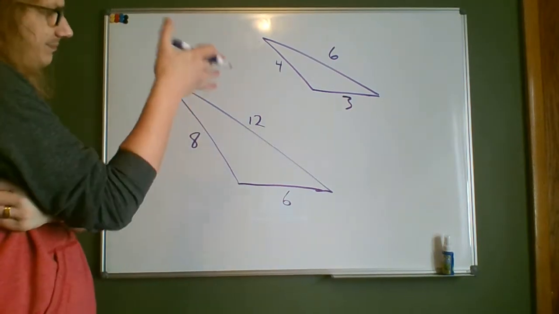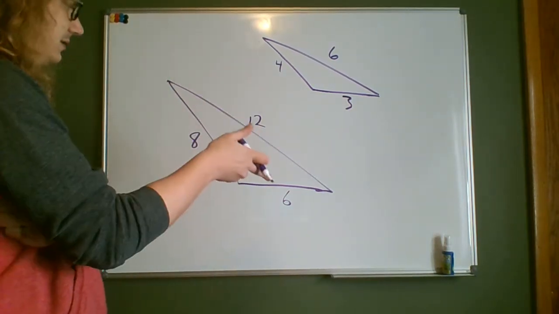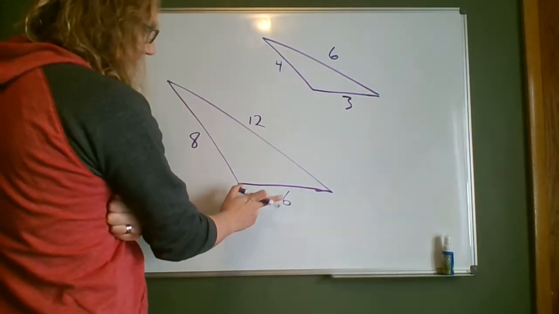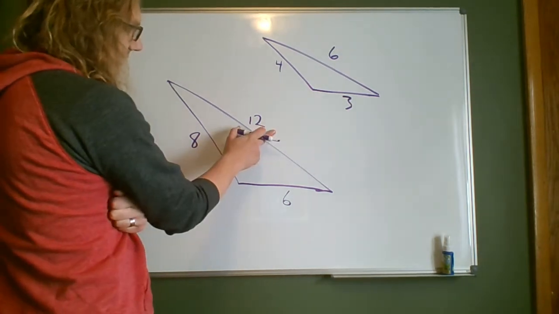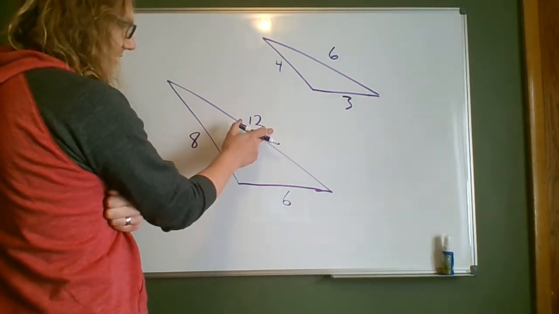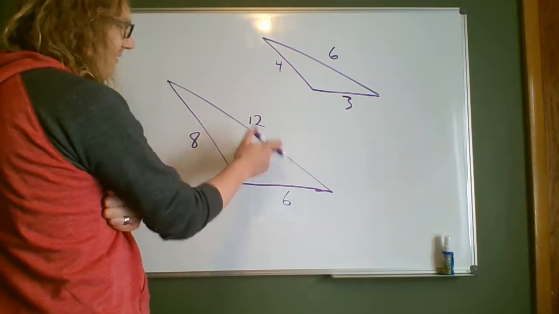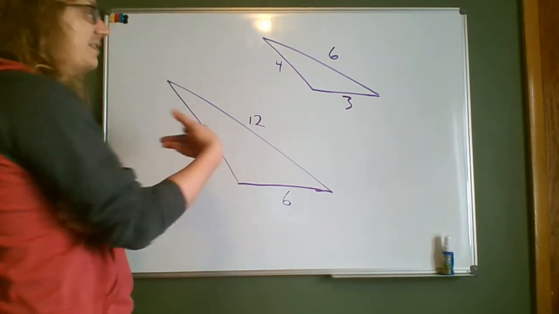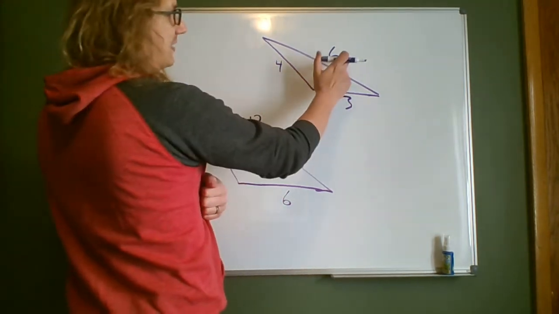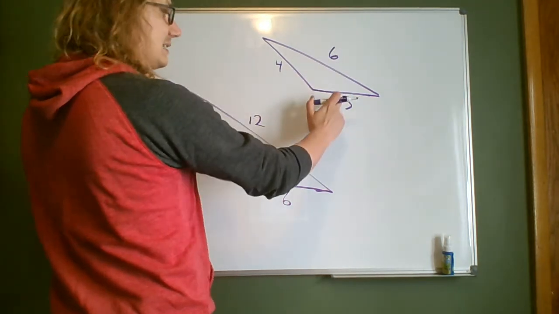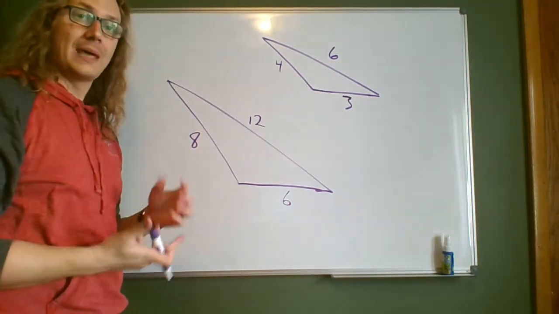So looking at this, I notice that to go from this side to this side, well, this is just twice as long. So 6 to 12, I multiplied by 2. And the same thing happens over here. This side is twice as long as this side. So those ratios get maintained.